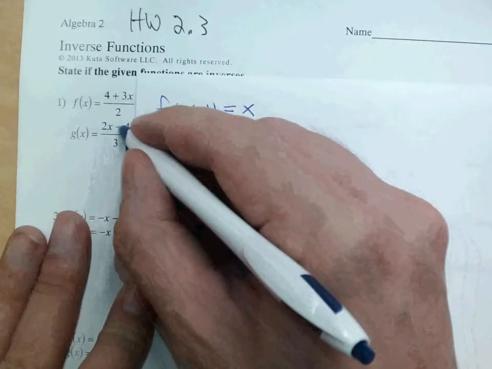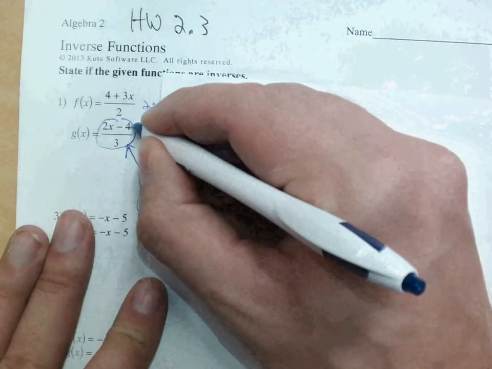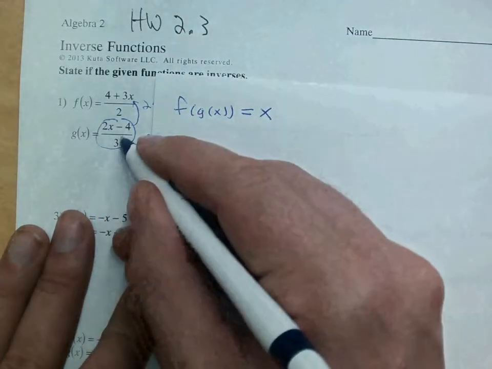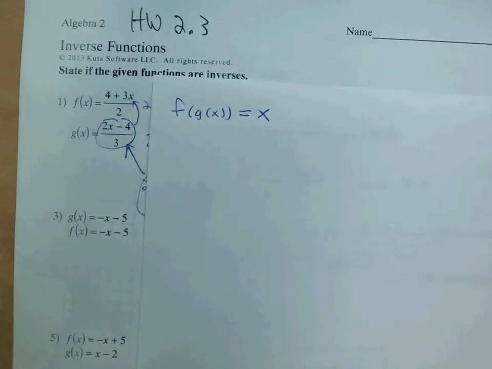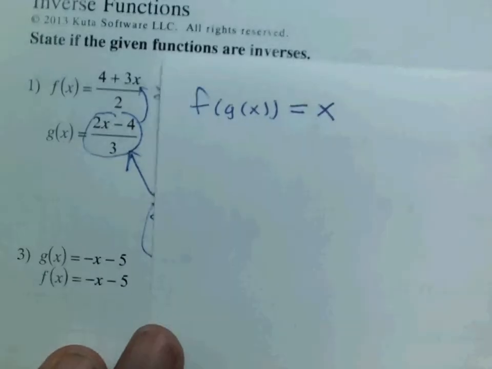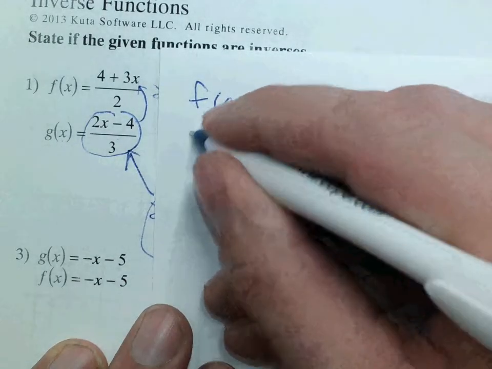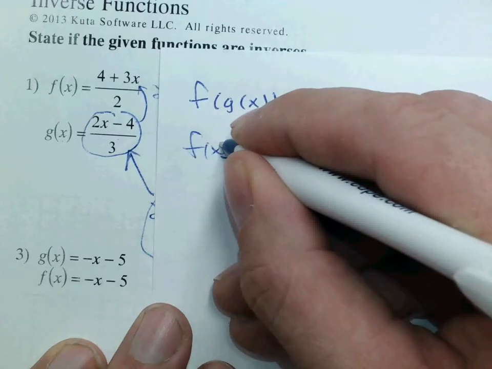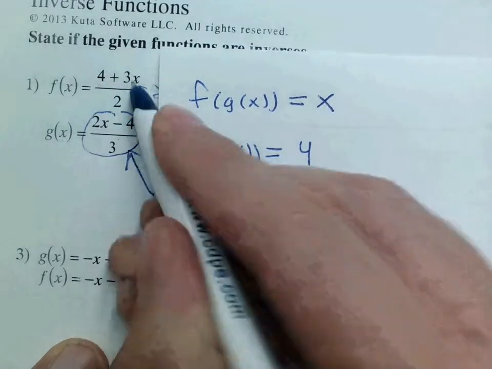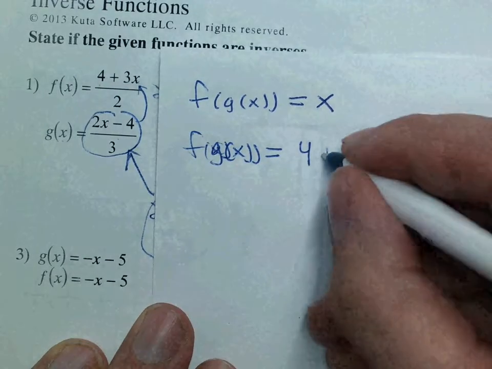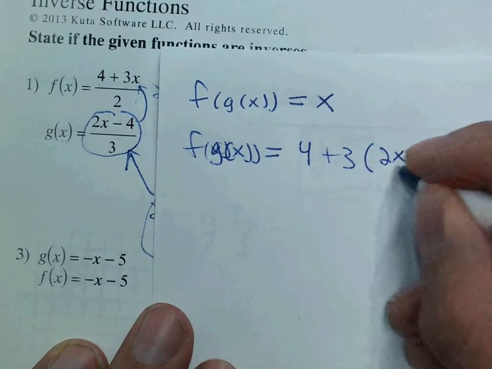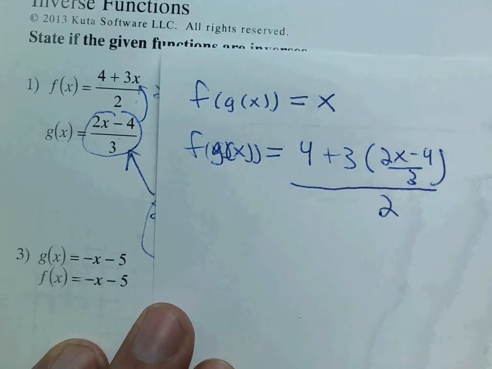So f of g of x means we take all of g of x and we plug that in for x. F of anything means you plug whatever that thing is in for x. So we're actually plugging all of g of x in for x. We are substituting (2x minus 4) over 3 in for x. And so what that looks like is f of g of x is going to equal 4 plus 3 times, instead of x, we're plugging in (2x minus 4) over 3, all divided by 2.